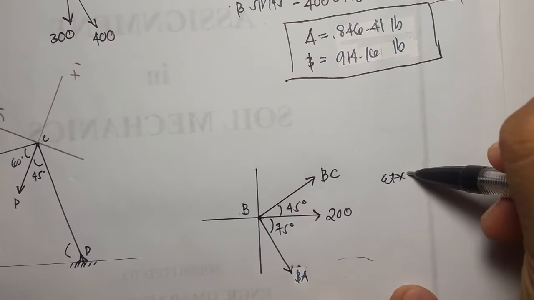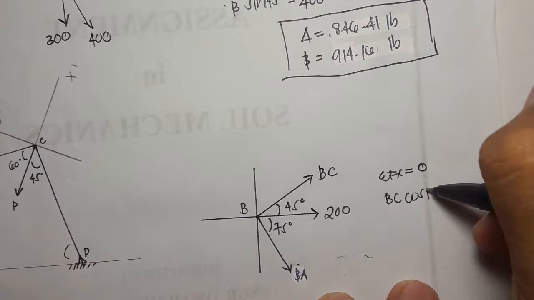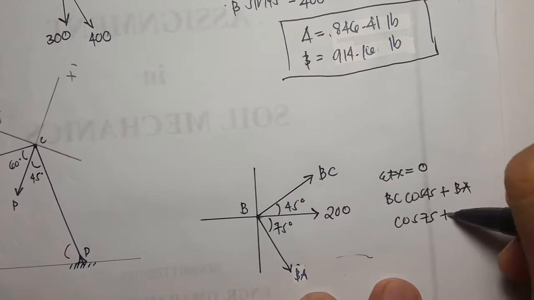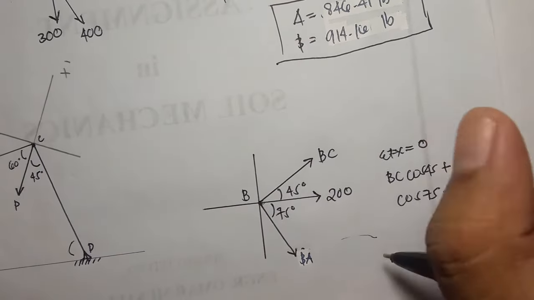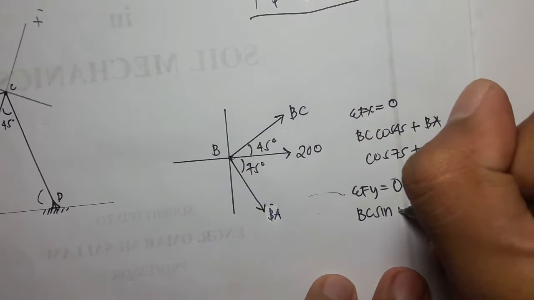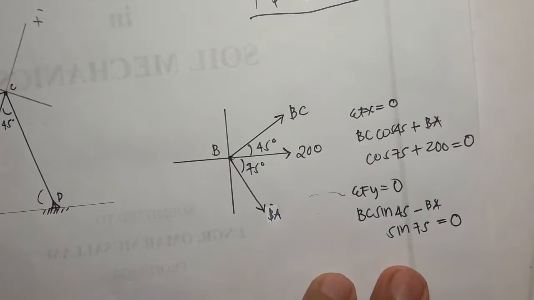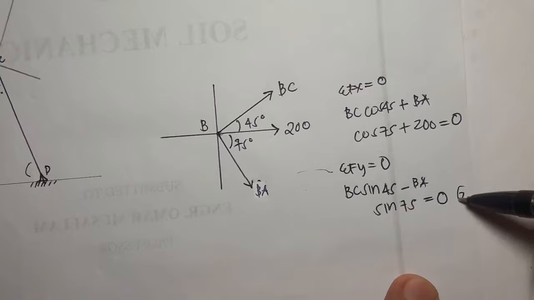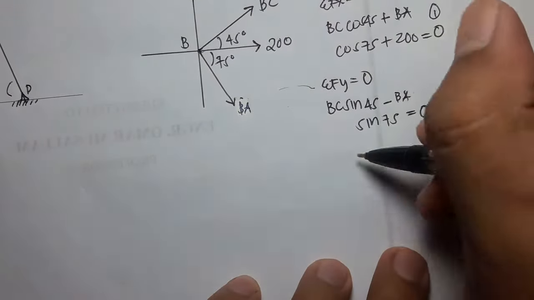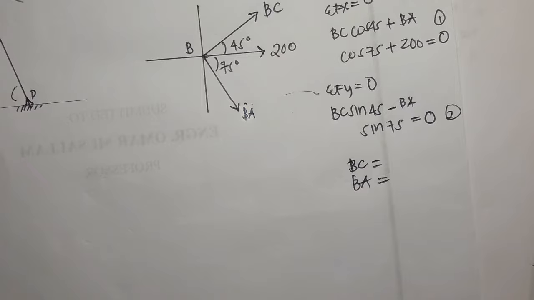Summation of forces x equals 0: BC cosine of 45 plus BA cosine of 75 plus 200 equals 0. Then summation of forces y equals 0: BC sine of 45 minus BA sine of 75 equals 0. So these are our two equations, equation 1 and equation 2. Now we can solve for BC and BA using our magical scientific calculator.